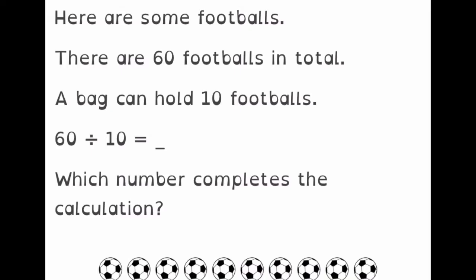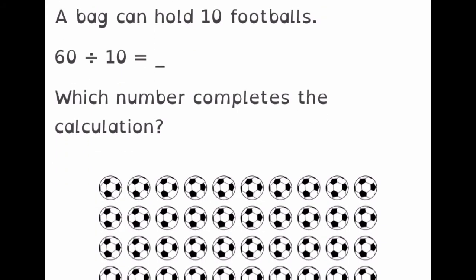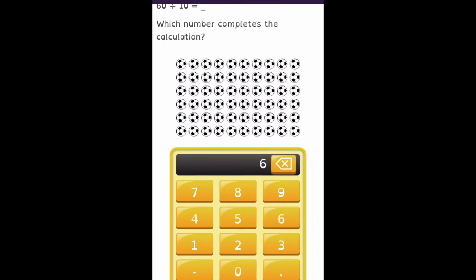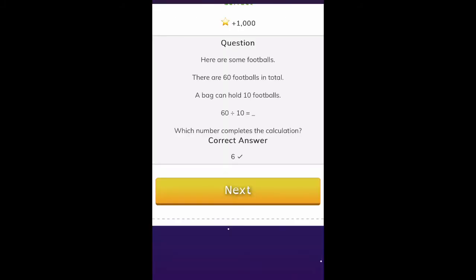Okay. Then we've got to look at division. So here's some footballs. There are 60 in total. A bag can hold 10. There's our number sentence. 60 divided by 10 equals, and you've got to work it out again, counting your 10s, because I know that you've been doing it this week. 10, 20, 30, 40, 50, 60. There are 6 10s. Put your answer in the calculator, click on Go, and again it will tell you whether you've got the answer right or not.